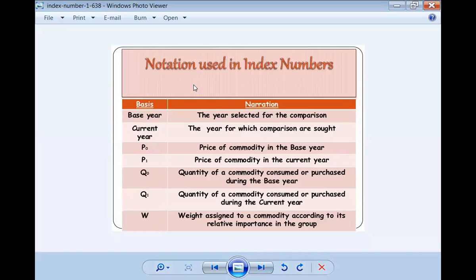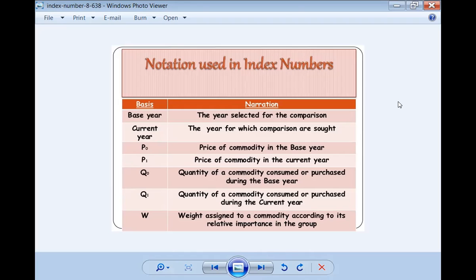Now, what are the notations we use in index numbers? Presently we are using two notations and two words: basically, base year and current year. Base year means the last year, the old year. Current year means the present. Base year is the year selected for comparison, comparing the last year's prices. Now we have to know the current year prices. Similarly, current year is the year for which comparisons are sought, based on the last year.